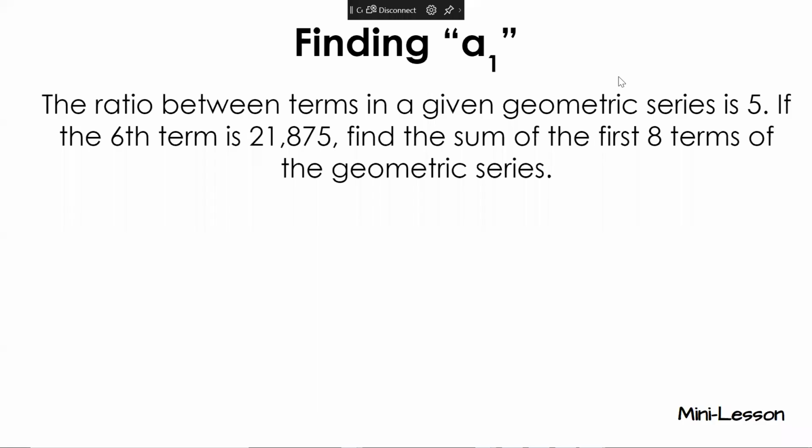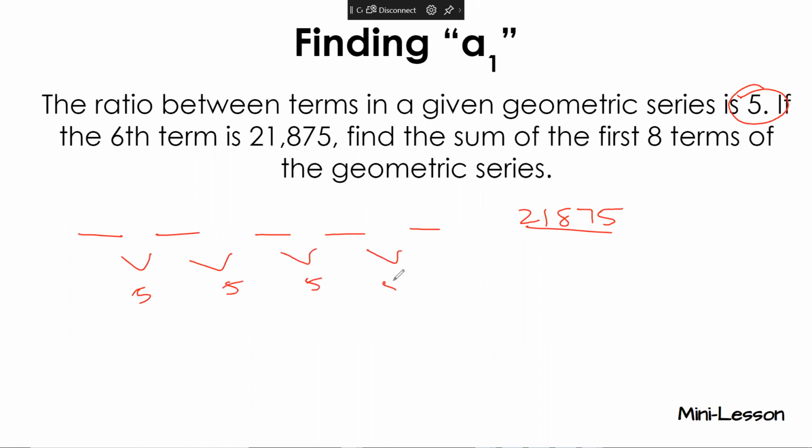The ratio between terms in a given series is 5. The sixth term is 21,875. Find the sum of the first 8 terms of the geometric series. Again, this one's a little trickier. So we have 2, 3, 4, 5. Our sixth term is 21,875. They tell us that our ratio is 5. Okay, so that means that multiplying up, we're multiplying by 5 each time.